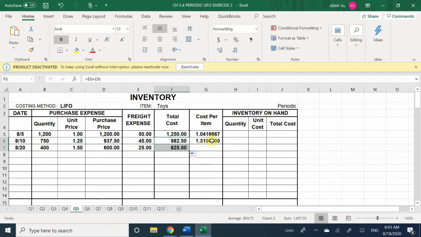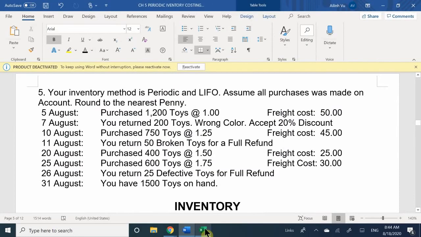And the cost per item is 1.5625. Good. For things like this, for example, we have a quarter of a penny. Since we're not going to round anyway, we're going to be using these solid numbers for our calculations. We'll leave it at that, and we will round our ending number though. Okay. So what happened next?